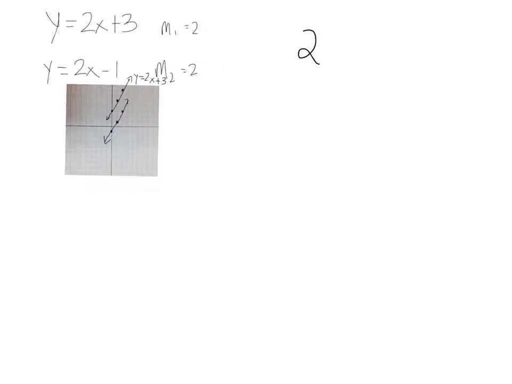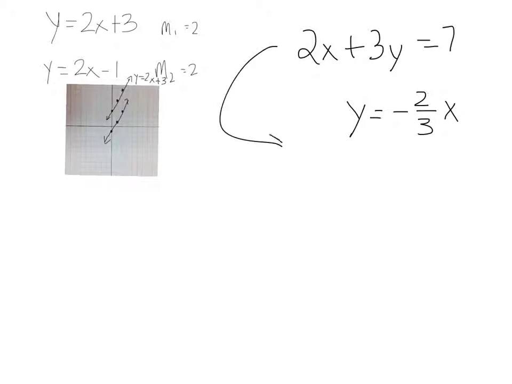What if I had this? You see, I have 2x plus 3y equals 7. And I have y equals negative 2/3 x. Are these two lines parallel? Well, there becomes the question of, how do you tell if a line is parallel if they don't look identical yet? You have to put it in the right form. What for geometry is considered the right form? So I must get this into slope-intercept form.